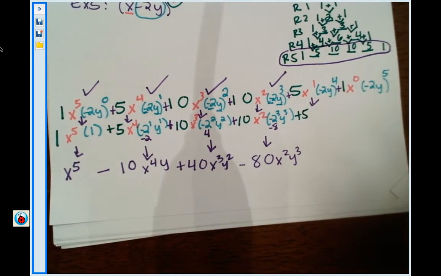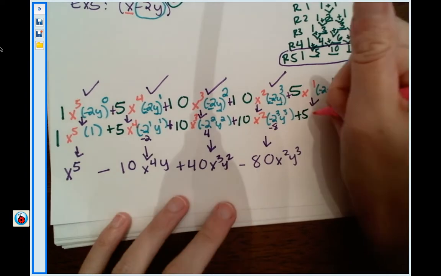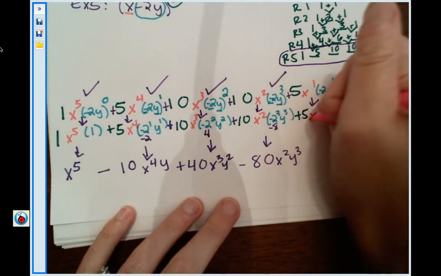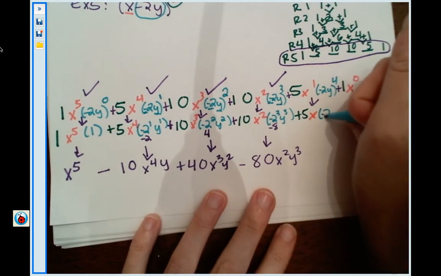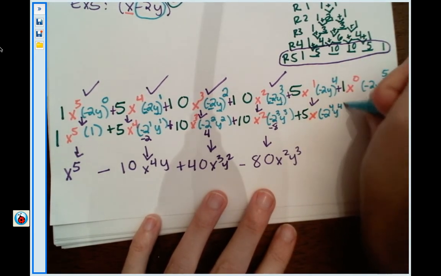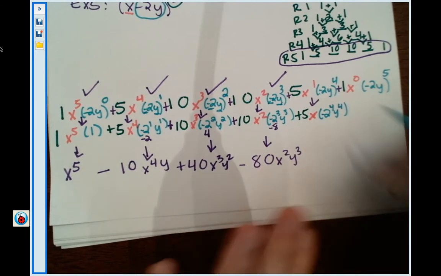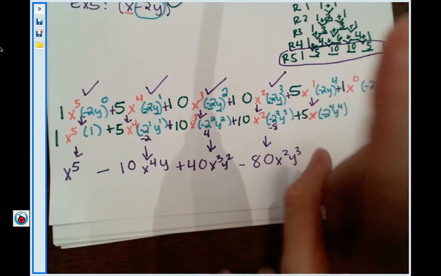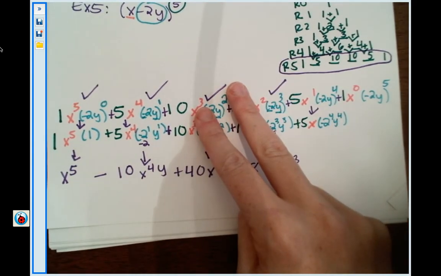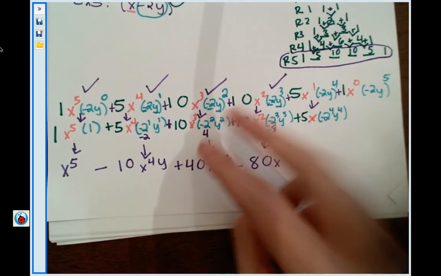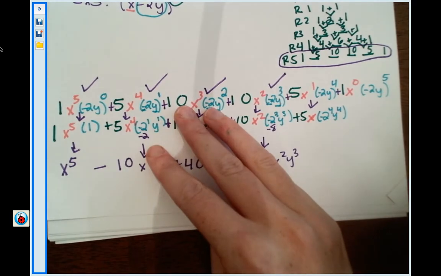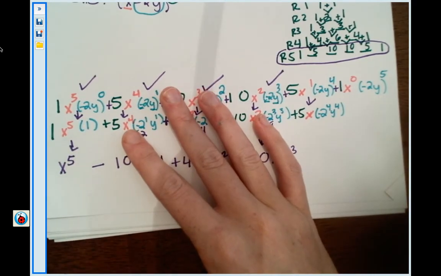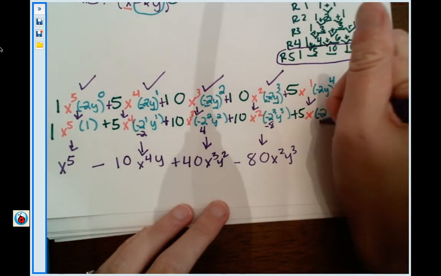X to the 1st is just x, so I'm going to write it as x. And then this next one, negative 2y to the 4th. It's negative 2 to the 4th y to the 4th. Let's see what negative 2 to the 4th is. Negative 2 times negative 2 is positive 4. Positive 4 times negative 2 is negative 8. And negative 8 times negative 2 is positive 16. So this is positive 16.